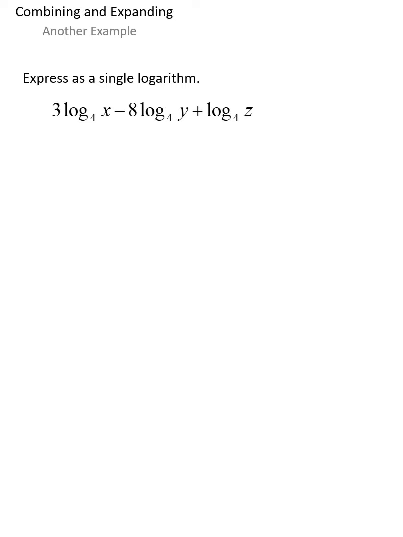Okay, here's what I did. First, I noticed that there were two multiplications in the problem. Looking at the top line, there's a 3 times a logarithm and an 8 times a logarithm. So I did my multiplication first by using the scalar or coefficient rule.